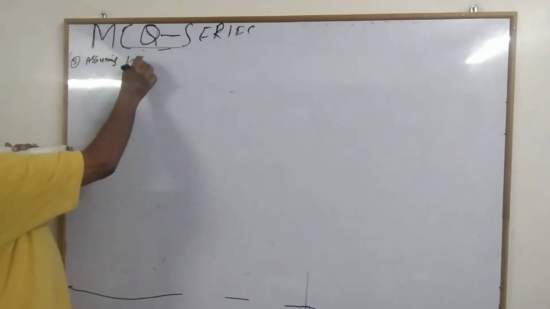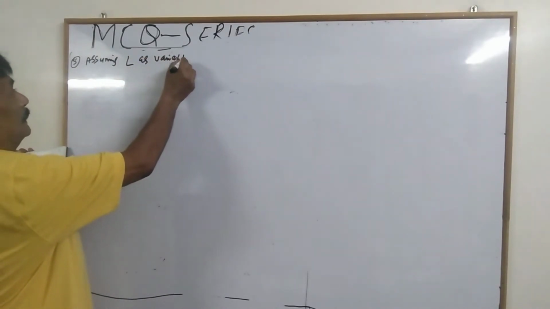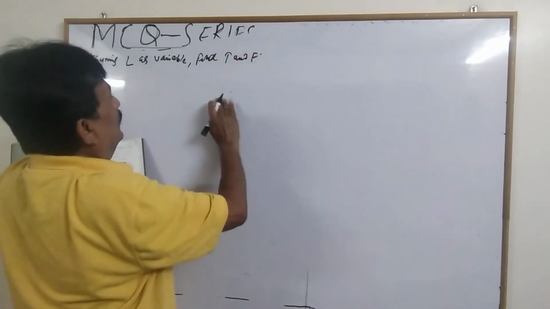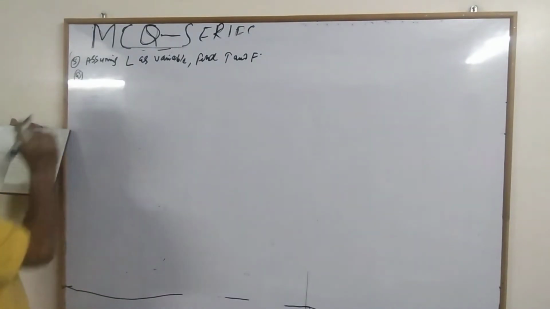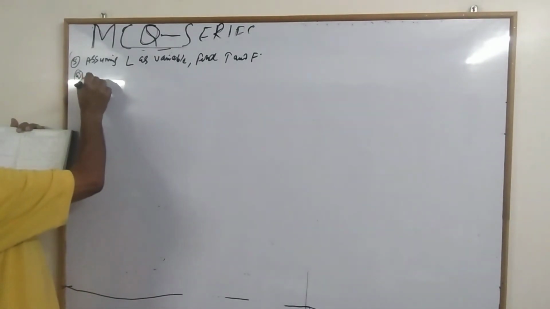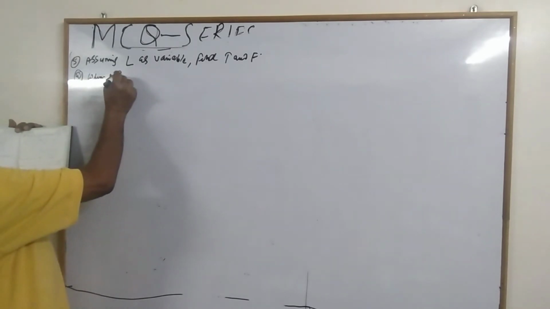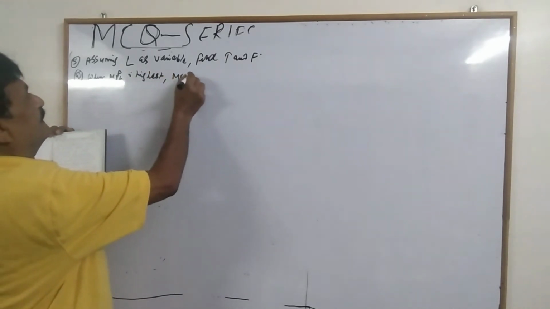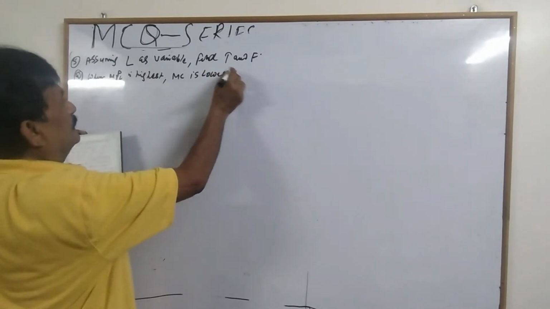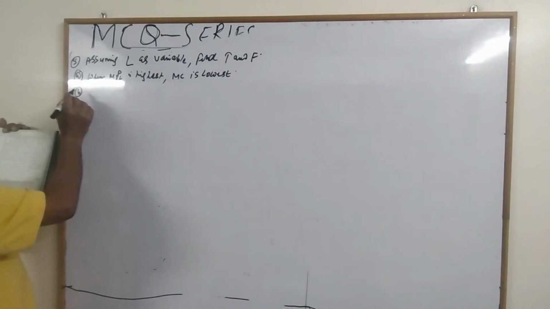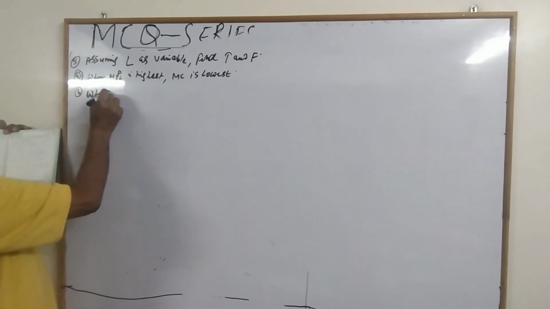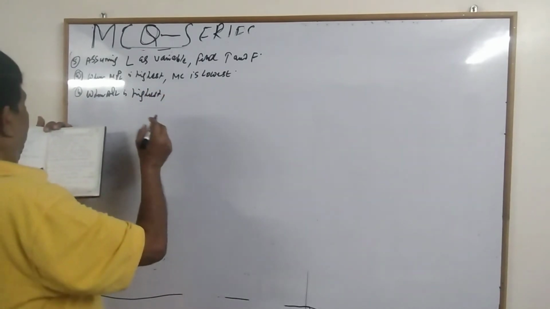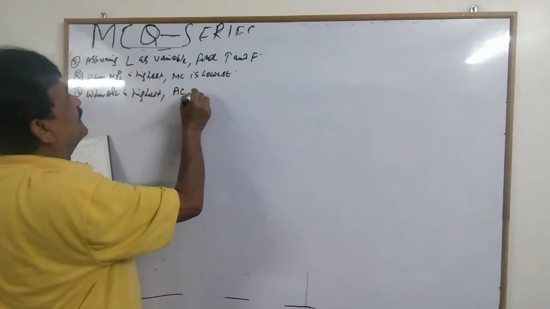Assuming L as variable, find true or false. A, when MPL is highest, MC is lowest. B, when APL is highest, average cost is lowest.